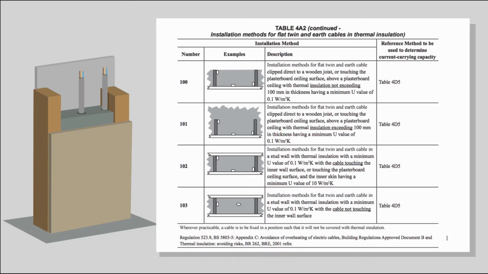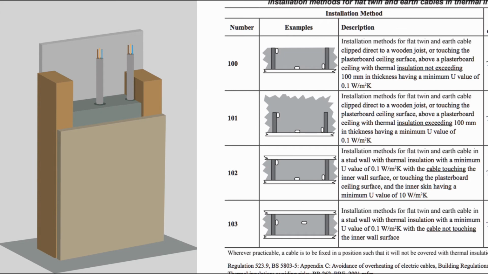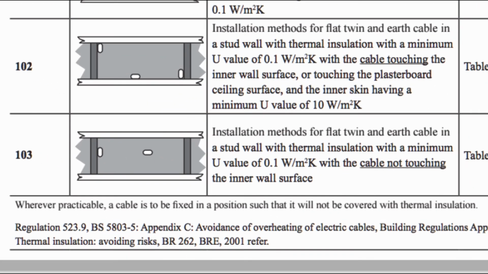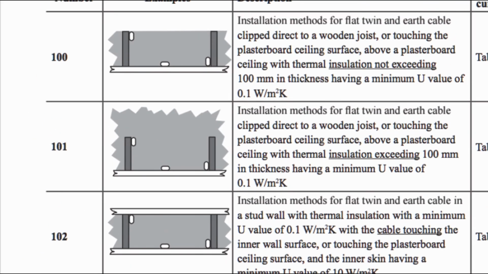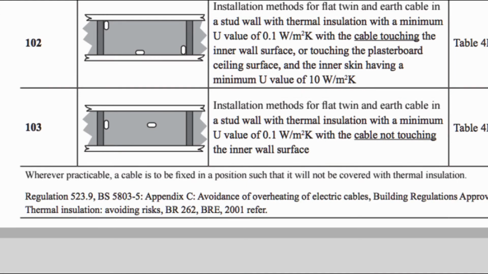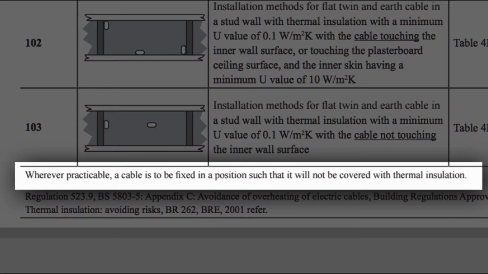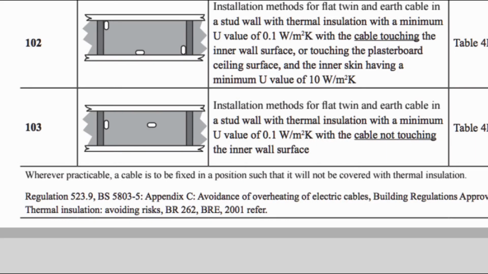Table 4A2 gives us various installation methods for flat twin and earth cable in thermal insulation. This is either in stud walls or above plasterboard ceilings when you've got insulation laid on the top. And you've got methods 100, 101, 102 and 103. Method 103 is the most detrimental on cable because the cable is completely enclosed. The other methods, it's either touching the plasterboard ceiling or the plasterboard stud wall, or it's clipped to a joist. It's all about the cable being able to lose its heat, and if it's completely enclosed in insulation, the cable finds it harder to lose that heat.